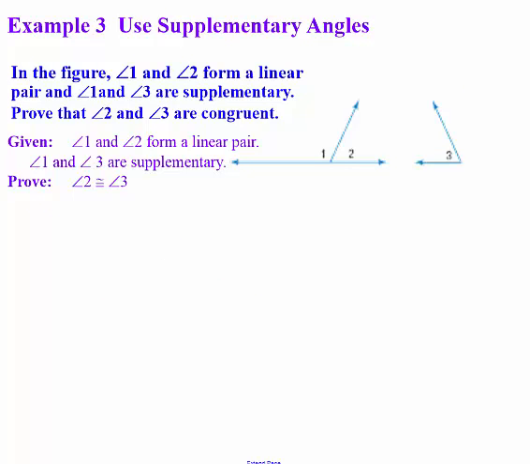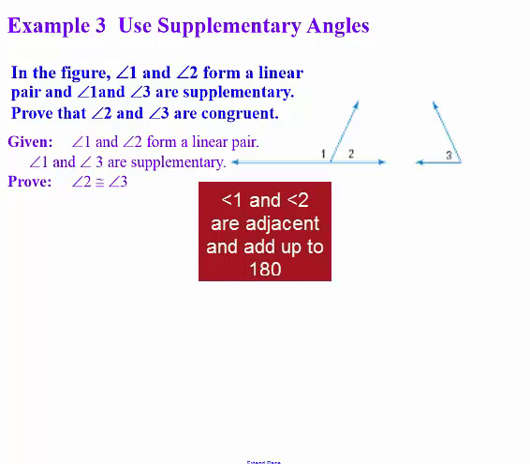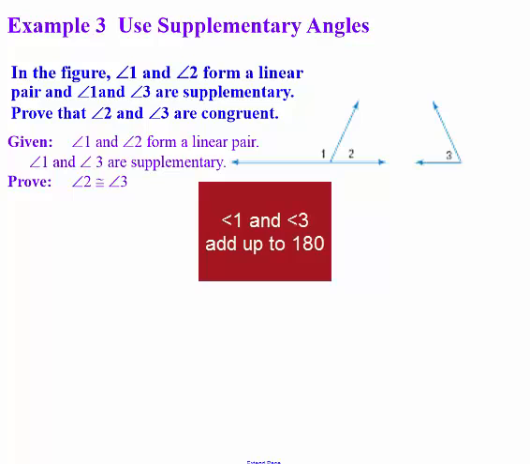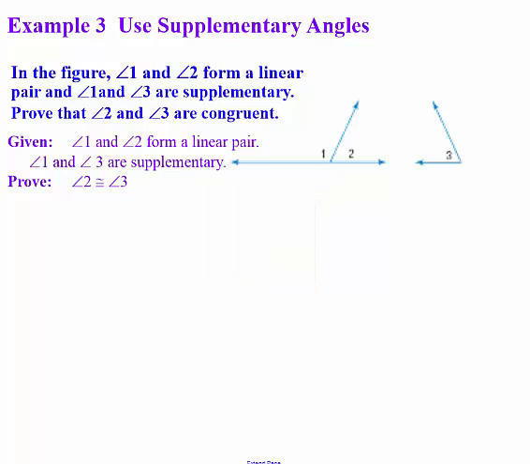Example 3. Use supplementary angles. If in the figure angle 1 and angle 2 form a linear pair, and angle 1 and angle 3 are supplementary, prove that angle 2 and angle 3 are congruent. Given, angle 1 and angle 2 form a linear pair. Angle 1 and angle 3 are supplementary. Prove angle 2 is congruent to angle 3.